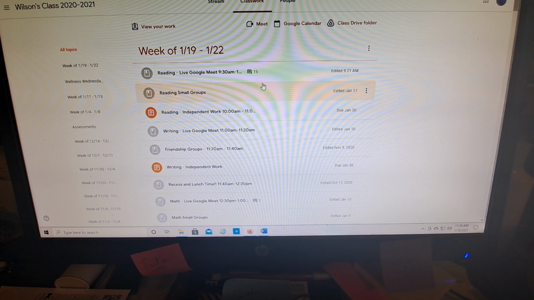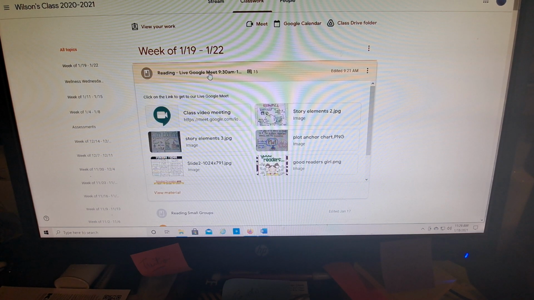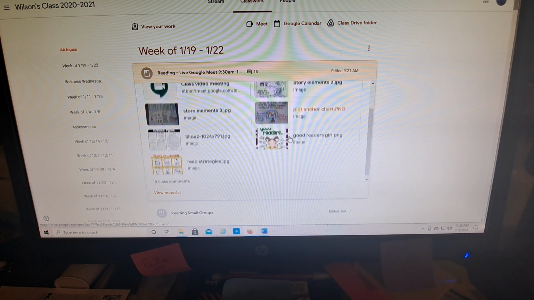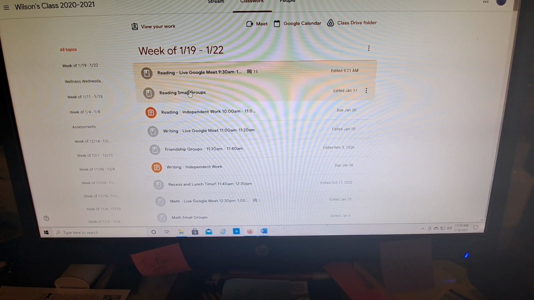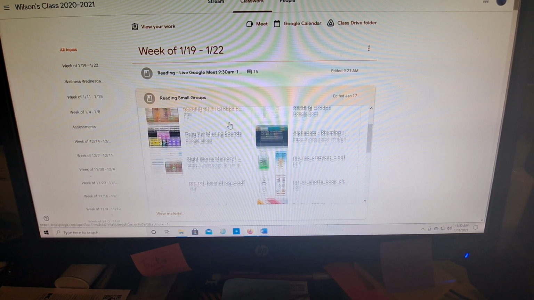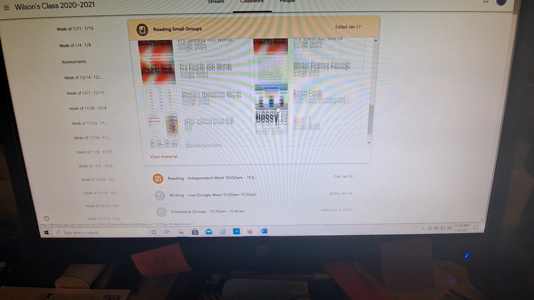Excuse me. I have added some things to the classroom, just some more information, to try to keep it a little bit more organized within the instructions. So I want to show you too. In the live meets, I've added some of our anchor charts, virtual anchor charts, since we're not in a classroom. I'll go over these with the kids as they come up. Story elements we've been talking about, plot, what good readers do, strategies. So all of those resources are there as well now. Our small groups, and again, tons of resources there that we use with our small groups.